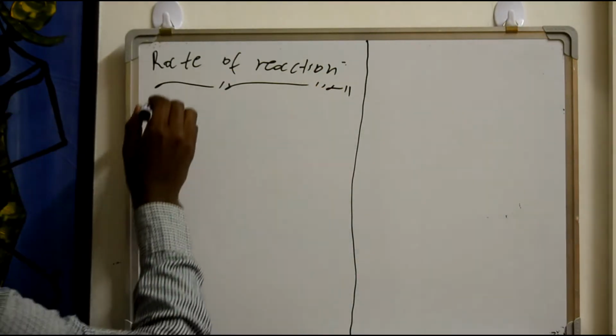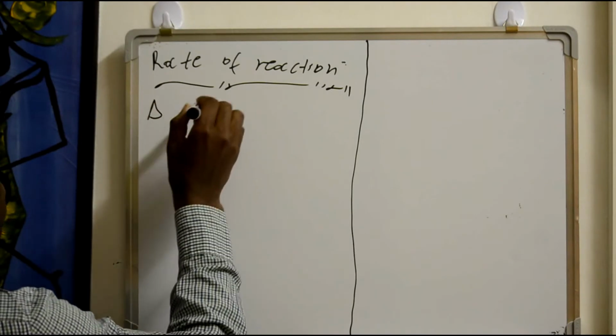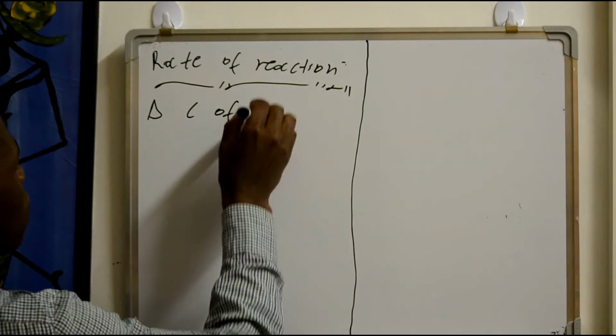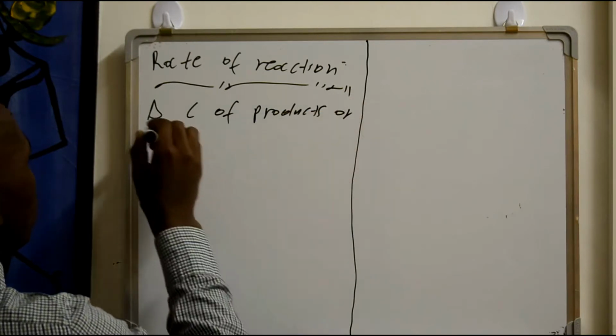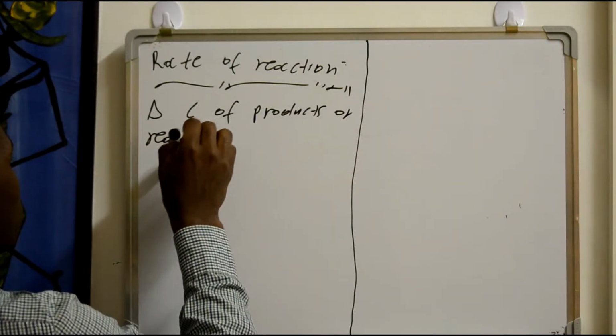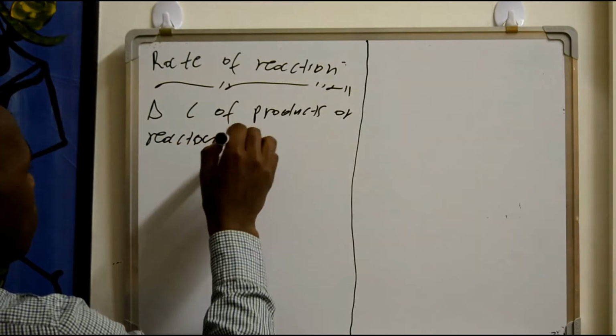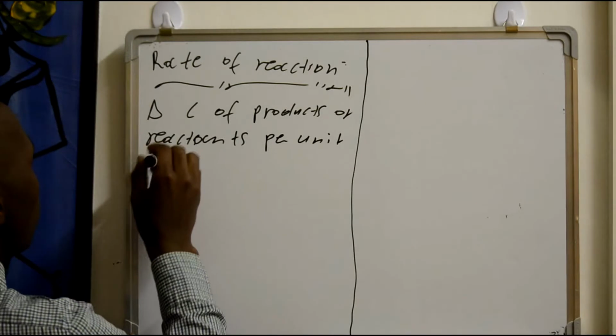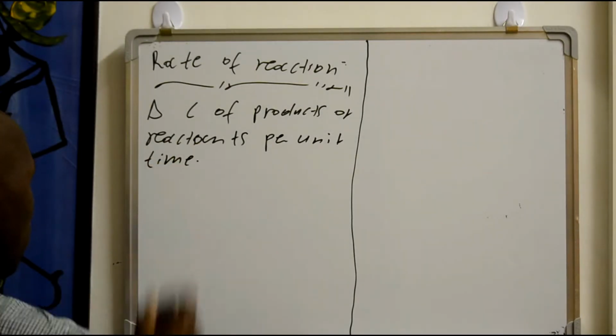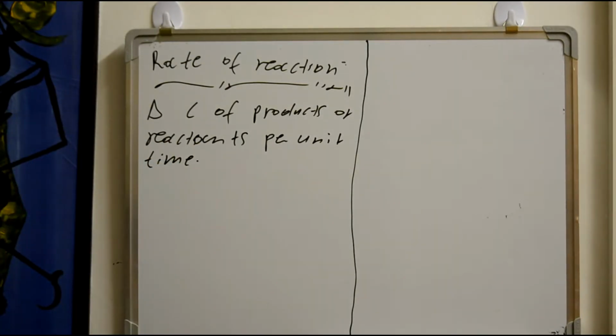So this is a change in concentration of products or reactants per unit time. I know you already know the definition of reaction rate. So this is what we have here.